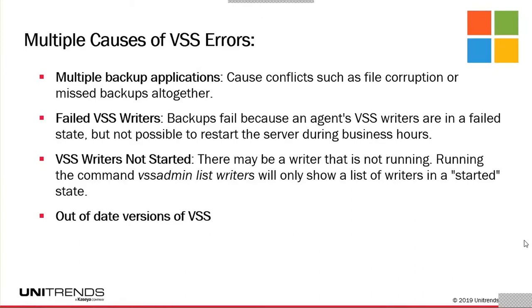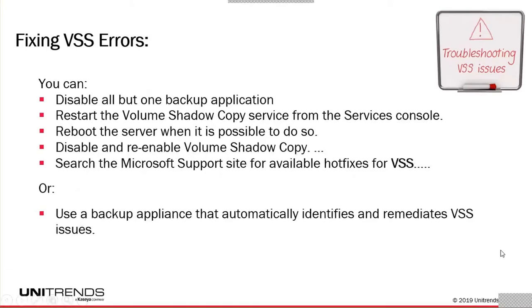Again, we've closed that. So a myriad of issues here. When it comes to remediation of these errors, there are a few options. You can disable all but one backup application, so we're not having multiple data processing units competing for the same sources. You can restart the VSS service from the services console, though we recognize it might not always be feasible to reboot a mission-critical server or a back-end web database during business hours. You can disable and re-enable the shadow copy service, or you can search Microsoft support for available hot fixes for VSS.